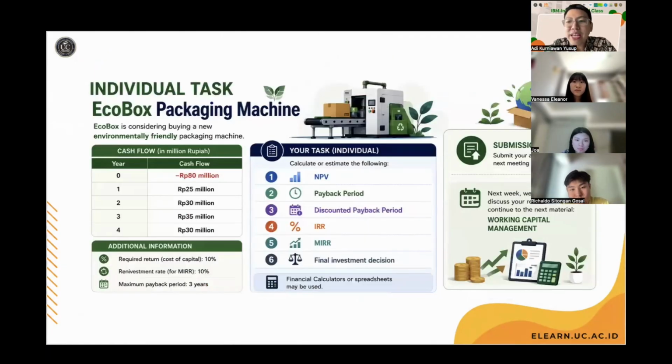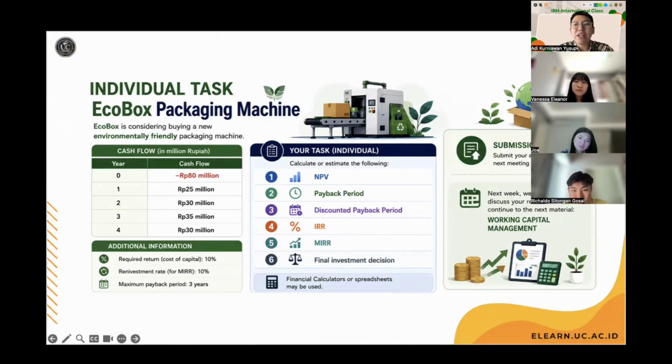Okay, for next week, I have an assignment for you guys, regarding capital budgeting as well. This is the EcoBox packaging machine. EcoBox is considering buying a new environmentally friendly packaging machine. Here are the cash flow and also additional information. So you have to calculate and estimate the NPV, payback, discounted payback, IRR, MIRR, and also the final investment decision.